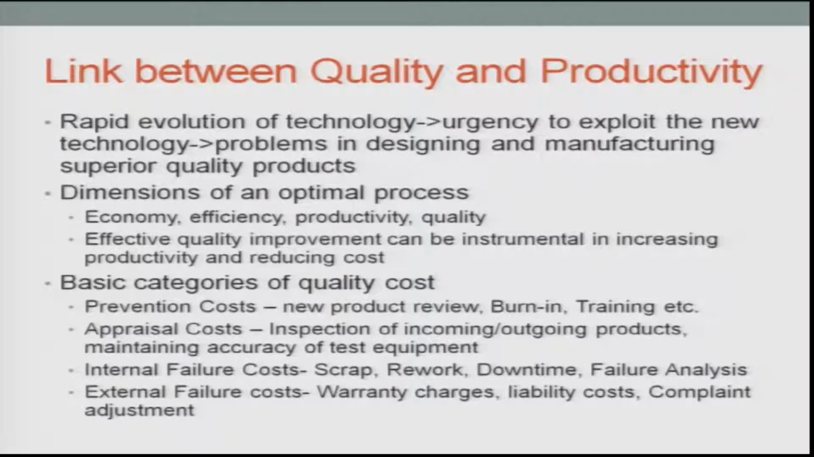So, maintaining the accuracy of the test equipments, these points which are being dictated by me and which are written on the slides are based on the idea that the manufacturing sector was the main focus based on which these examples are being cited.